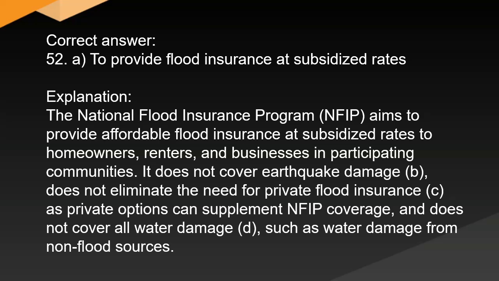Correct answer. A. To provide flood insurance at subsidized rates. Explanation. The National Flood Insurance Program, NFIP, aims to provide affordable flood insurance at subsidized rates to homeowners, renters, and businesses in participating communities. It does not cover earthquake damage. B. Does not eliminate the need for private flood insurance. C. As private options can supplement NFIP coverage, and does not cover all water damage. D. Such as water damage from non-flood sources.